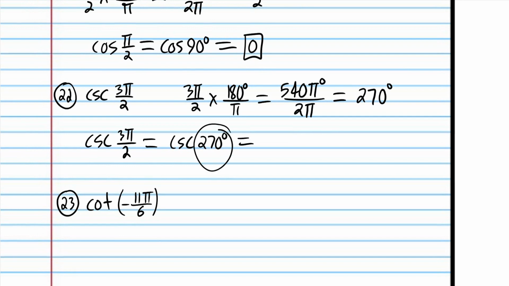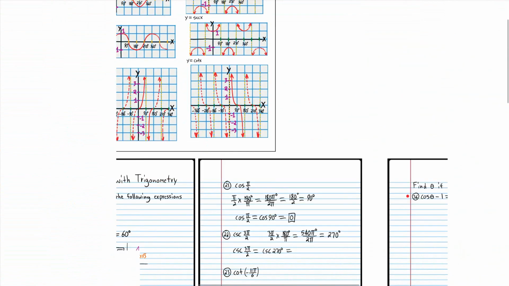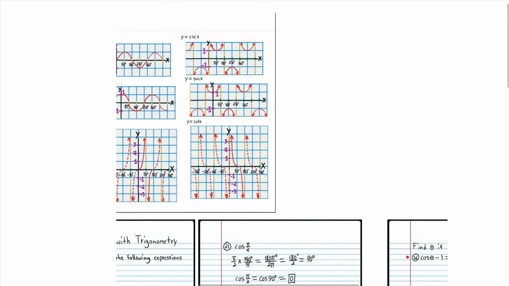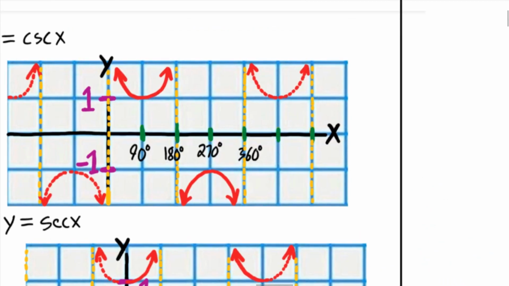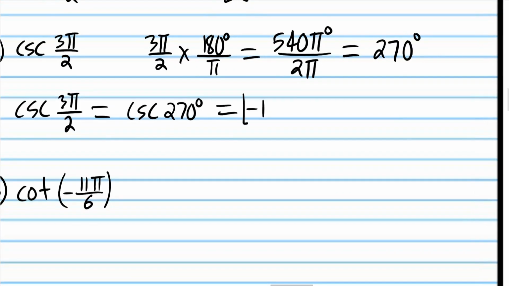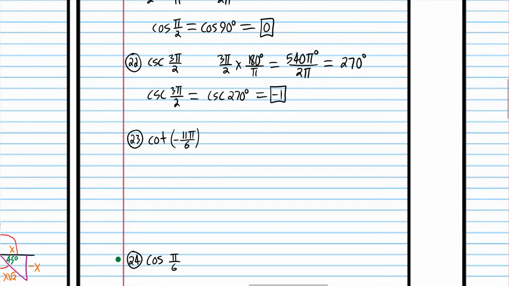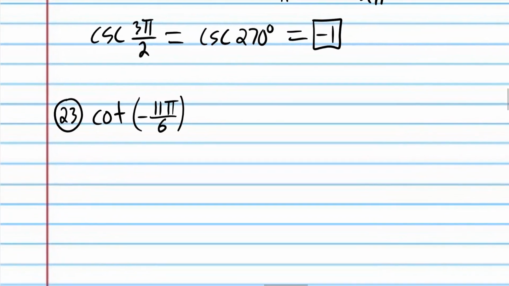But this is a multiple of 90 degrees, so we have to go to our cosecant curve. You see 270 here, and the corresponding y value is going to be -1. So this point here has an x value of 270 and a y value of -1. So cosecant 270 is -1. So there you go. Okay, we have one more of these problems to do before you try one on your own.